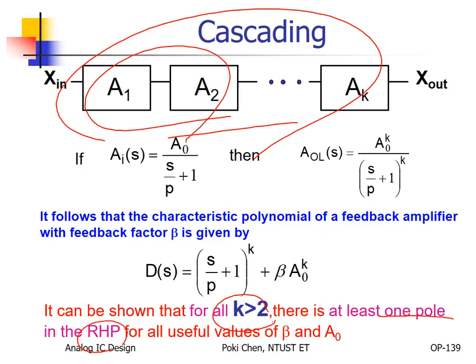Right half plane means what? Unstable. Unstable application. I don't think you like it, unless for oscillation. You need some kind of oscillator to provide a reference clock. Unless for that, I don't think anybody would like to have such a right half plane pole. Okay? Till now, from the history, very few cases are successful.